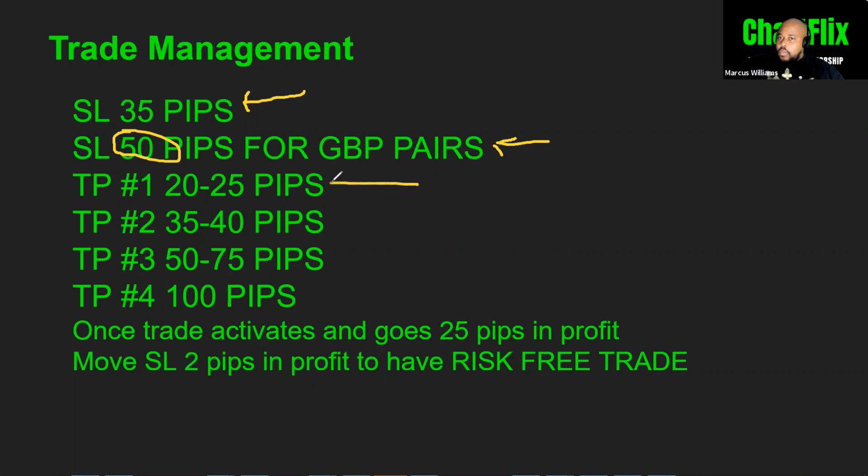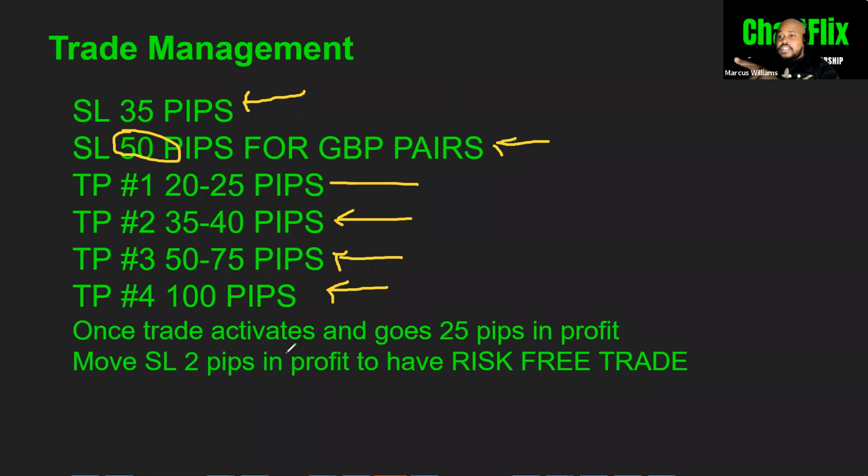TP1 is 20 to 25 pips. Keep that in mind. TP2, 30 to 40 pips. TP3, 50 to 75. TP4, of course, now because we have this skill set, we're able to call 100 pip trades, right?